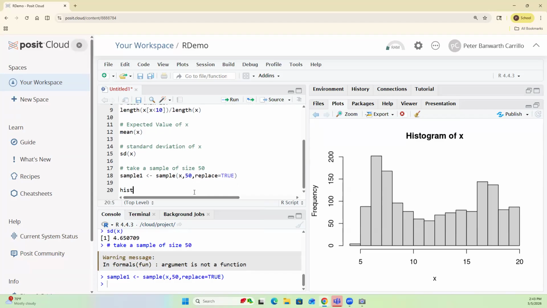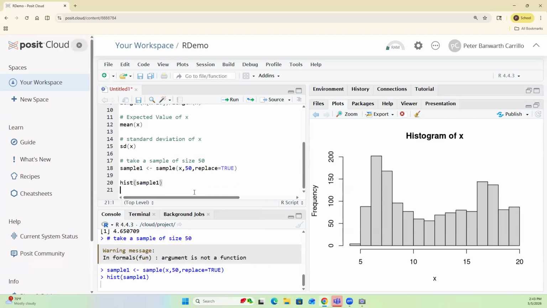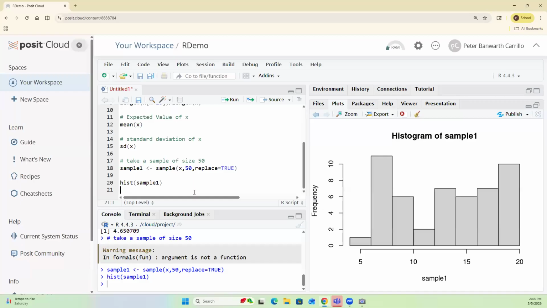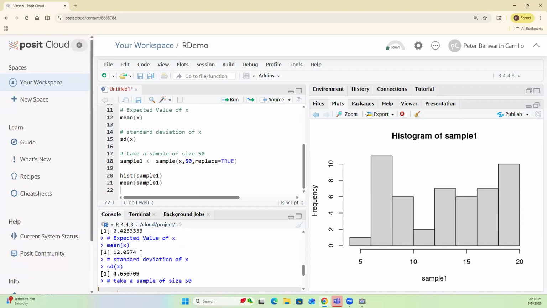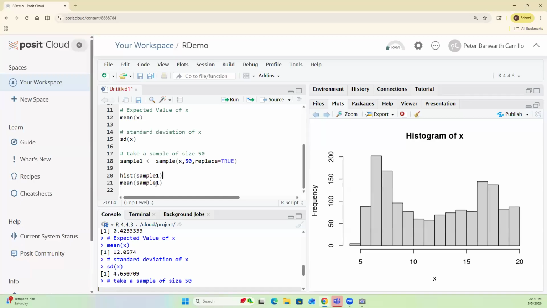Okay, let's look at a histogram of that sample. Is that normally distributed? It is not. The central limit theorem does not say the sample is normally distributed. It says if you created a sample mean and you did that again and again and again, those means would be normally distributed. The mean of the sample is 12.9, which is pretty close to that 12.0. That makes sense, right? The mean of a sample should be pretty close to the mean of the whole distribution.